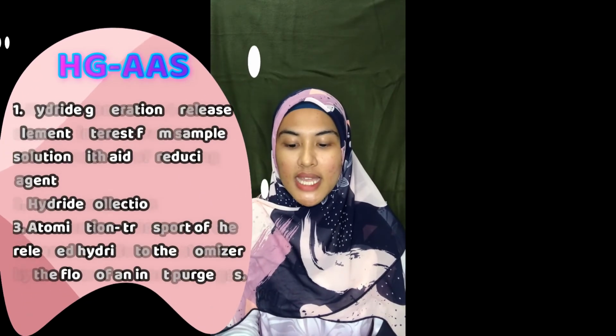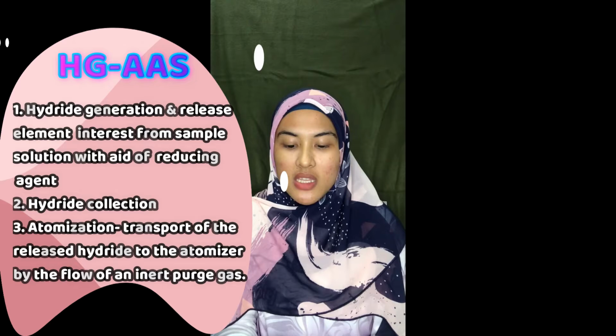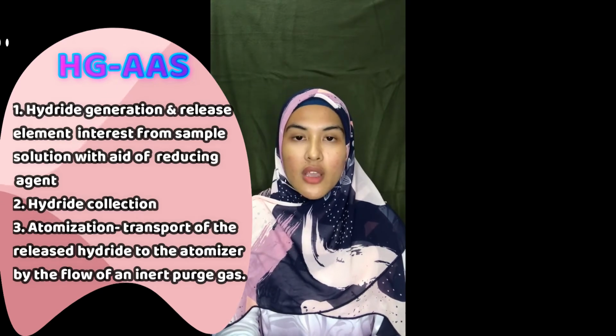Then, we talk about the method that we use, which is hydride generation atomic absorption spectroscopy and also cold vapor atomic absorption spectroscopy. For the hydride generation atomic absorption spectroscopy, we use the separation of analyte from the matrix by conversion to volatile hydride. It also cannot be determined by conventional method.